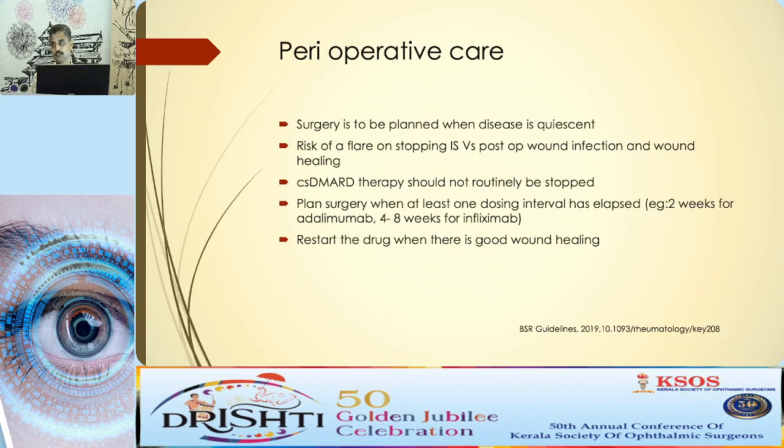Whether it is an ocular surgery or a systemic surgery, the disease should be in a quiescent state, and you have to weigh stopping immunosuppressants against the chance of flare. If you have a retinal vasculitis and the chance of flare, one flare itself can bring very difficult times ahead, so you may have to continue the immunosuppressant and go ahead with the surgery.